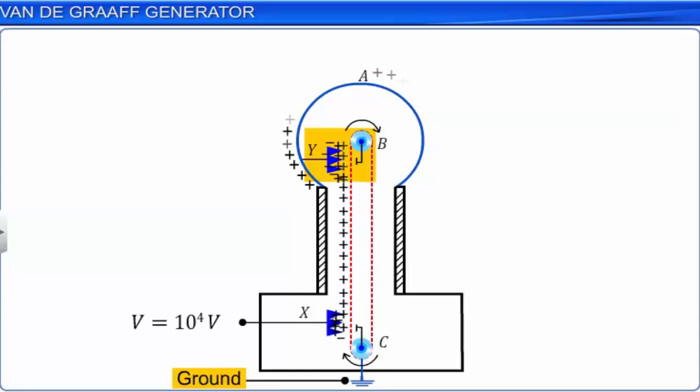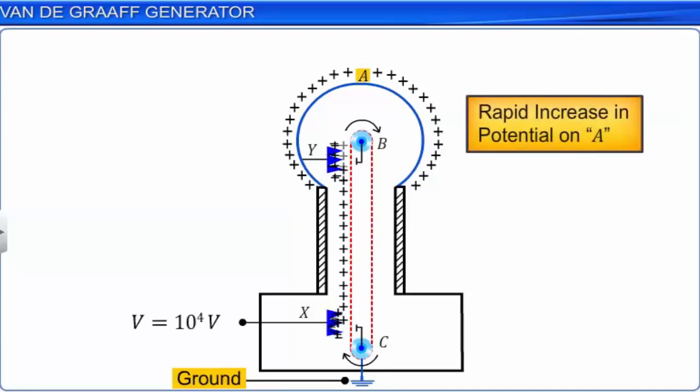Effectively, the positive charge on the belt is transferred to the sphere, and in a very short duration of time, the positive charge on the sphere moves to the outer surface and spreads uniformly. Thus, the device continuously transfers positive charge to the sphere A, and hence, its potential keeps on increasing. The potential builds up till the corresponding electric field reaches close to the breakdown field of air, which is of the order of 3 × 10^6 volt per meter.